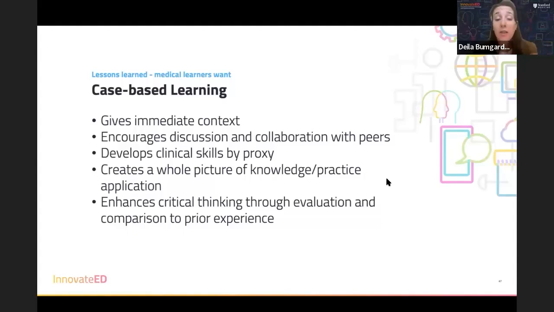It encourages discussions and collaboration with their peers. It develops clinical skills just by proxy, the fact that you are modeling those skills. It's an opportunity to model those skills. And you are creating a whole picture for practice and application, plus critical thinking through the evaluation based on their own prior experience allows them to engage a little bit better.